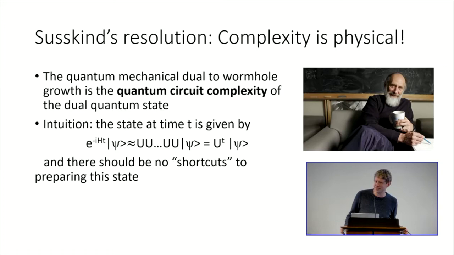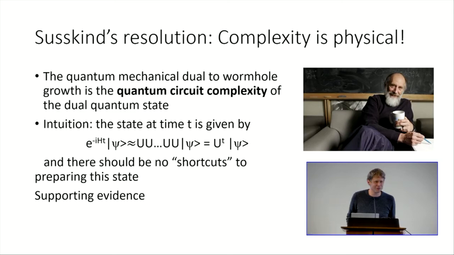And the intuition for making this conjecture was something like this. If you think about how this system evolves with time as the wormhole grows, it looks like you have some fixed circuit U, and you just apply the circuit U many times. So the state of your system looks like you apply U T times to some initial state psi. And the intuition is that there should be no shortcuts to preparing the state. So in other words, the complexity of U^T psi should be roughly T times the complexity of U. And therefore, the circuit complexity could be this quantity that grows linearly with time for an exponential amount of time, and therefore be the correct dual.